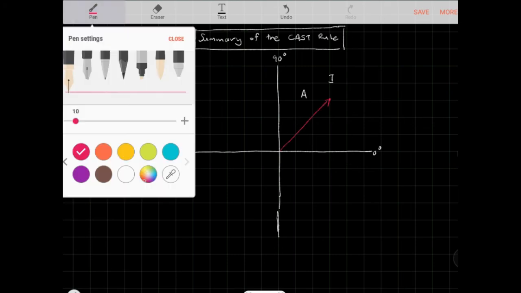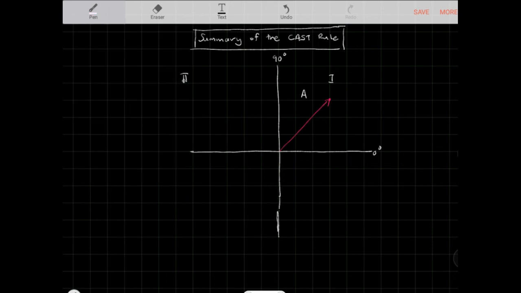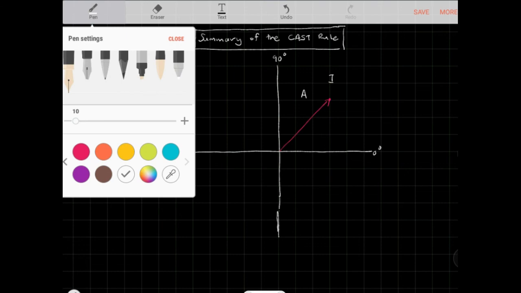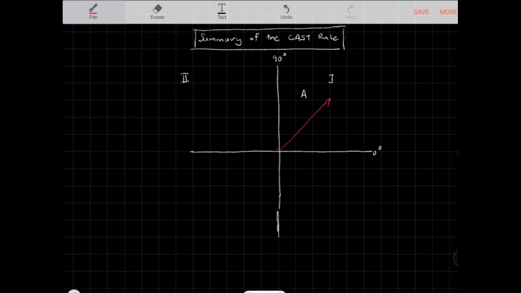In the second quadrant, however, we found that our terminal arm would create angles theta between 90 degrees and 180 degrees. Okay, so here theta was between 0 degrees and 90 degrees, and these would be obtuse angles. And we found that only the sine ratio was positive, right?